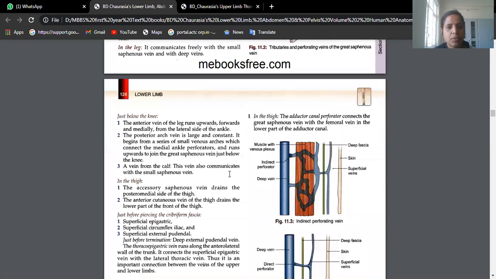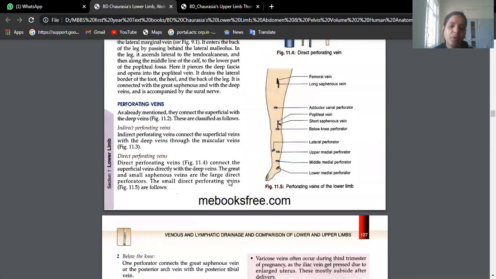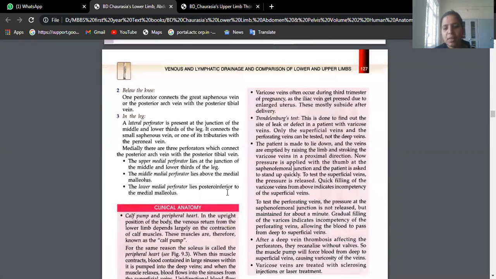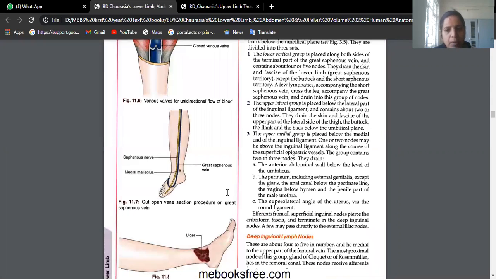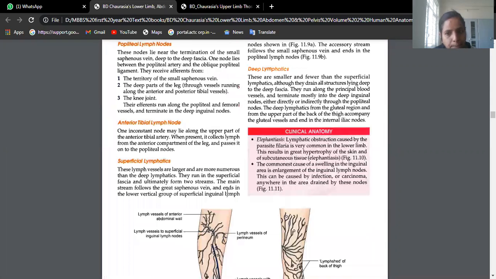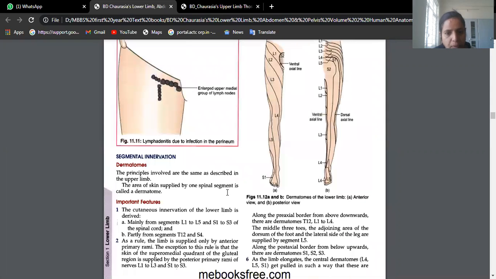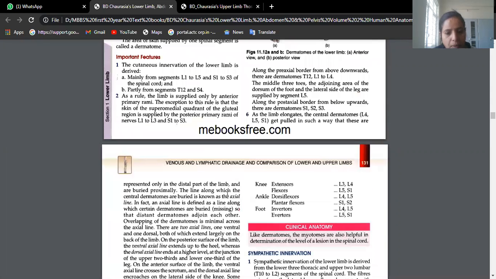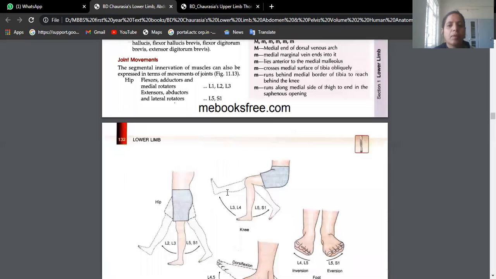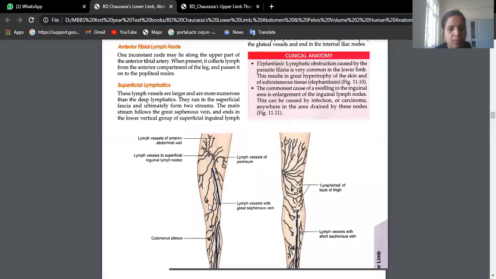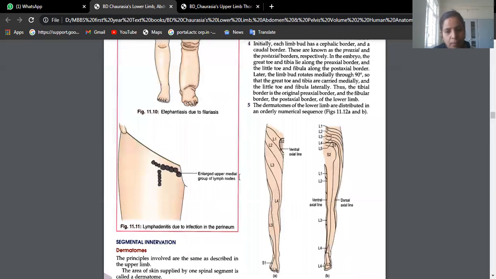Deep group of lymph nodes, you can remember the lymph node of Cloquet or Rosenmuller, which you find in the femoral triangle. Yes, this one. See, actually this is the T-shaped arrangement. Upper medial group, upper lateral group. This is the horizontal group and this is the lower vertical group. And these are the superficial group of inguinal lymph nodes.